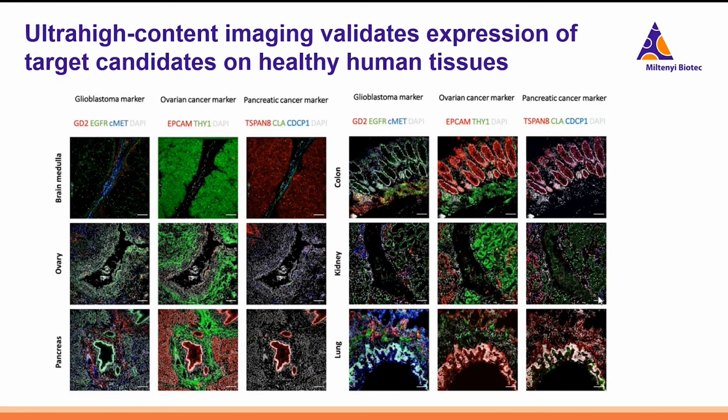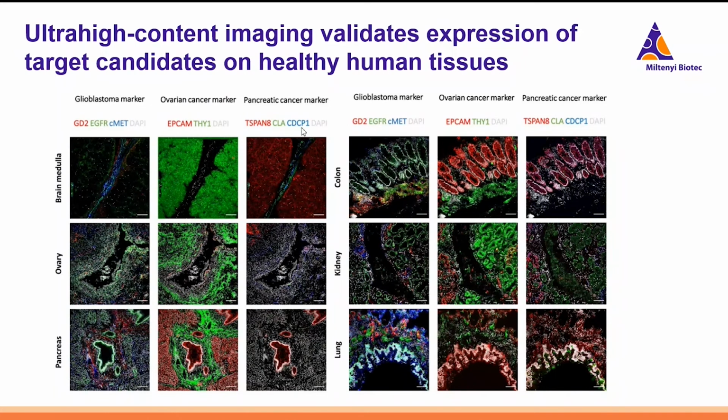Then they used a similar correlation approach for the other tumor samples, and they identified the combination of CDCP1 with TSPAN8 as CAR T target candidates for pancreatic cancer.